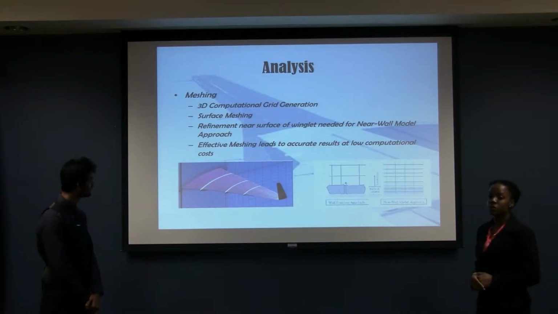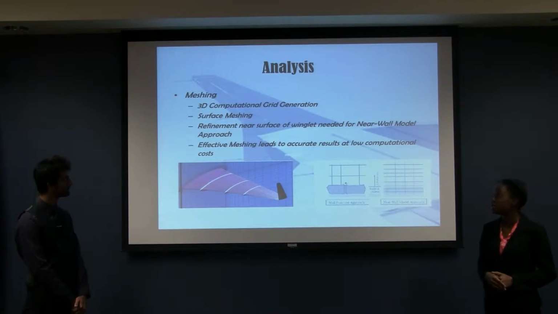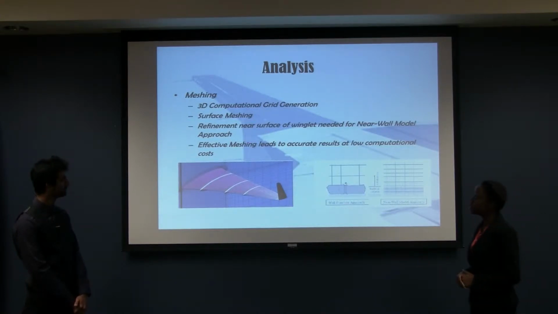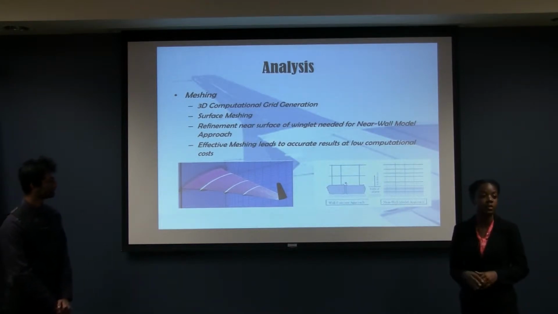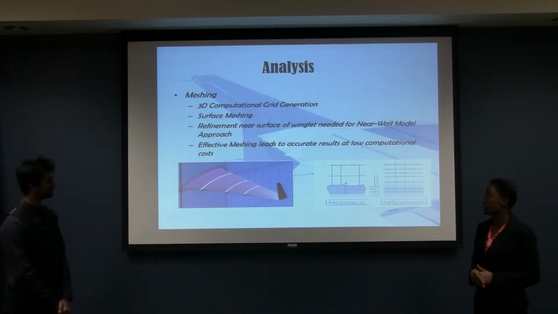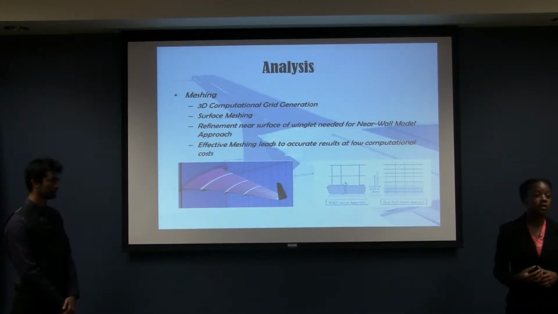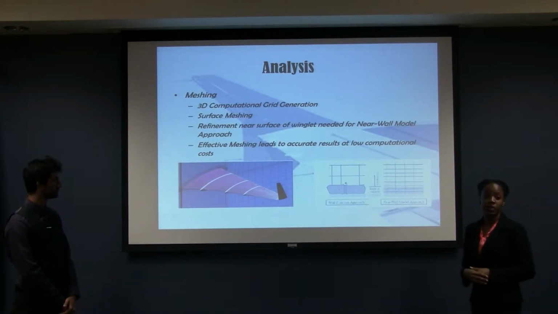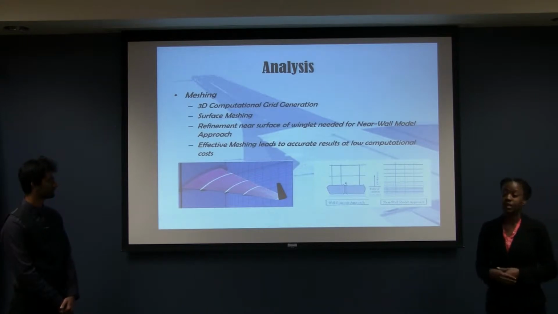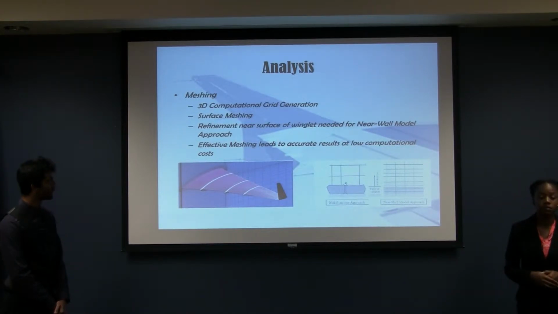And now the analysis. For the analysis, we had to mesh our geometry since we're dealing with the Navier-Stokes equations. So we used 3D computational grid generation and we did surface meshing because we're dealing with the surface of the wing and not so much the internal structure. And we did refinement near the surface of the winglet for more accurate results. Effective meshing leads to accurate results, and it's also low computational cost.